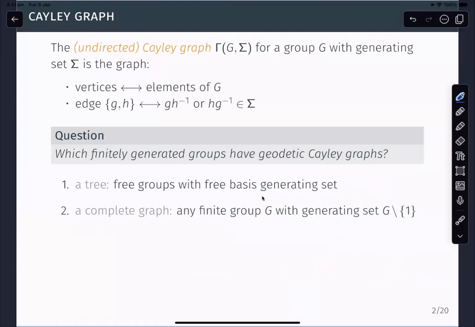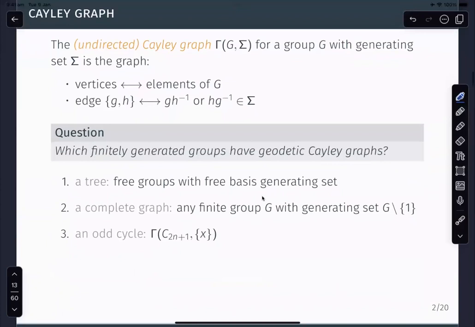Every finite group, you can take the whole group as generating set. No need to have the identity. That's just a bit of a waste of time to put a loop everywhere. So every finite group is geodetic, but with this not particularly interesting generating set. So we've got free groups and finite groups so far. We've got odd cycles that are going to correspond to just the cyclic group of odd order. And what else can we do on my list?